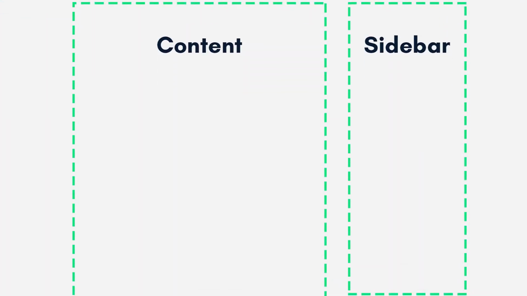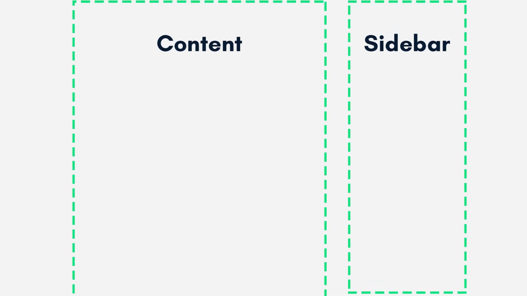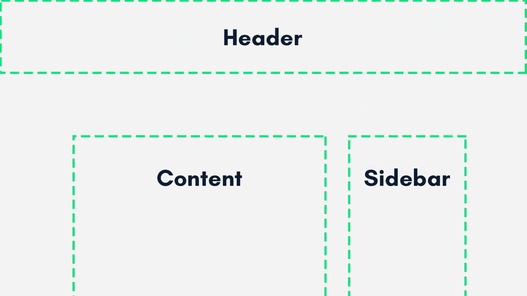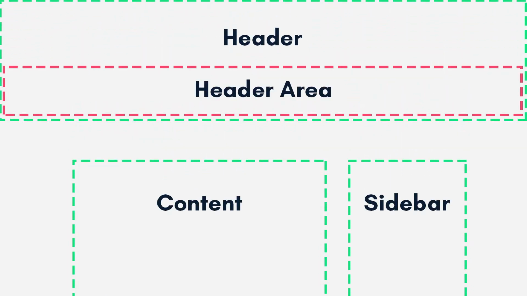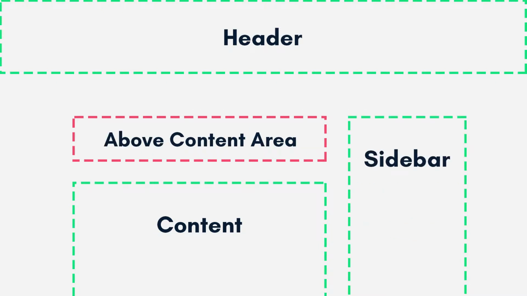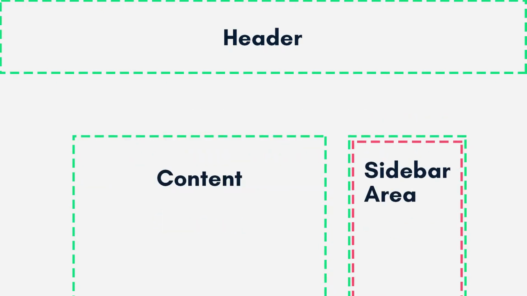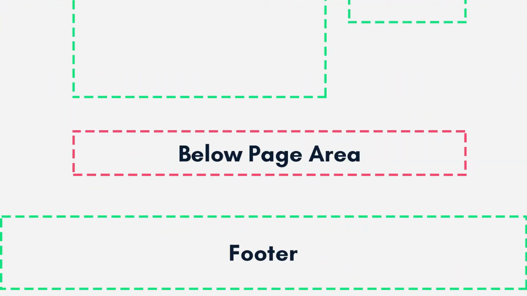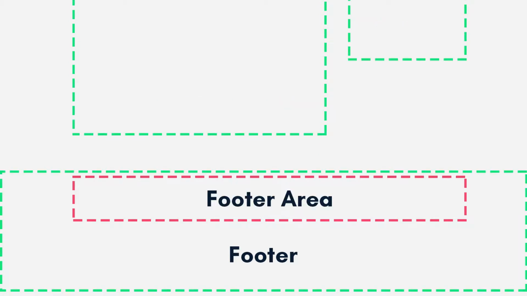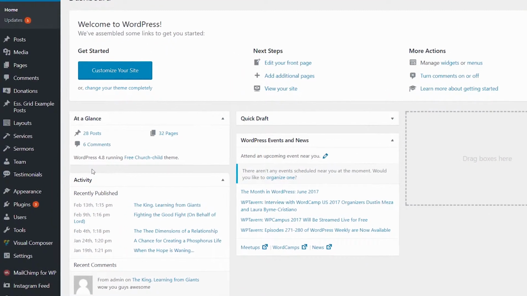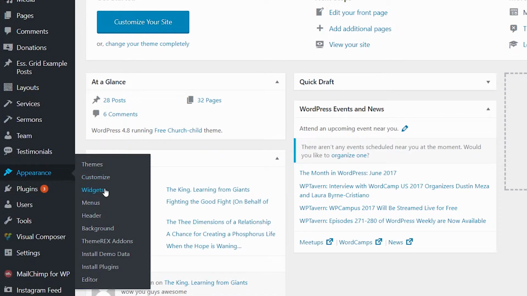Hi guys, in this video I'm gonna cover widget areas available in our themes. There are 7 places where you can place widgets: header, above the page, above the content, sidebar, below the page, below the content, and footer. You can find all of them in Appearance widgets.